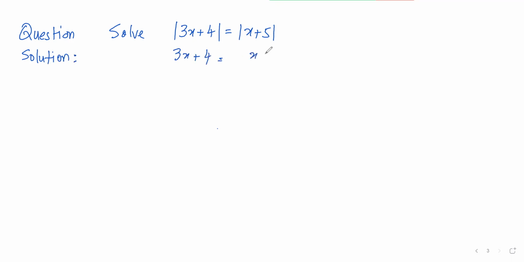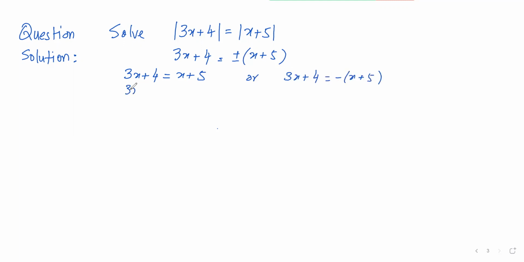So remove the modulus and write plus minus on either side, either on the left hand side or on the right hand side. Don't write plus minus on both ends. Right hand side I'm writing plus minus. Next, make two cases of linear equations. 3x plus 4 is equal to x plus 5, and the other case is 3x plus 4 is equal to minus bracket x plus 5.